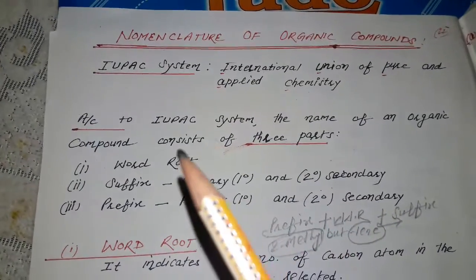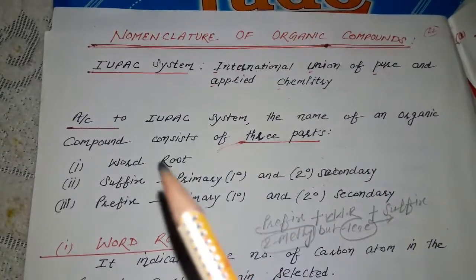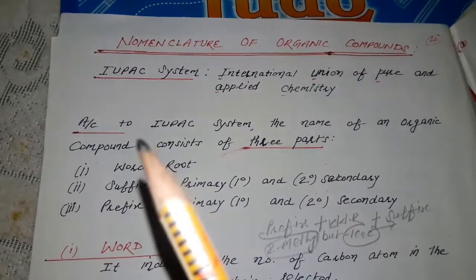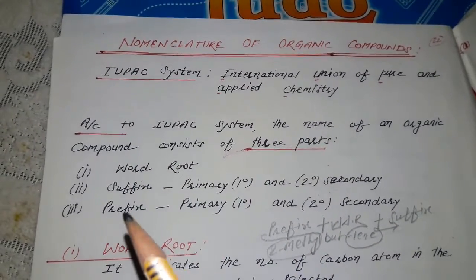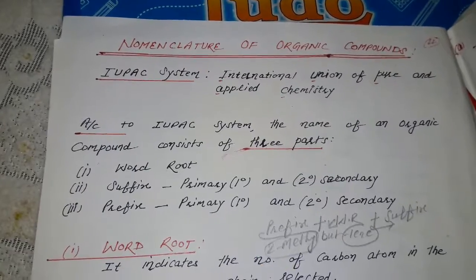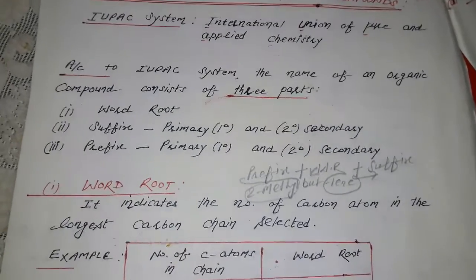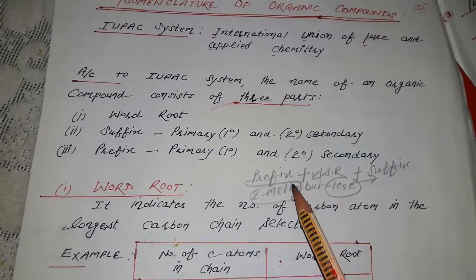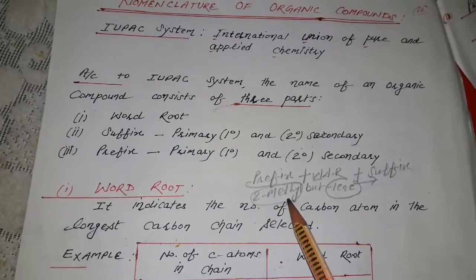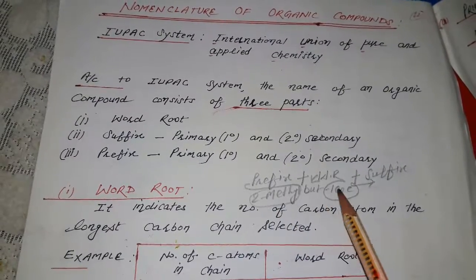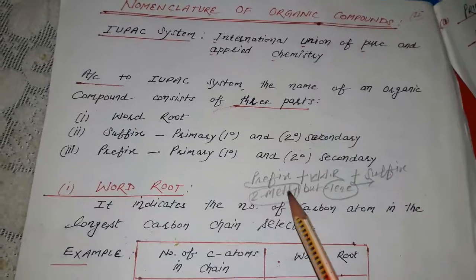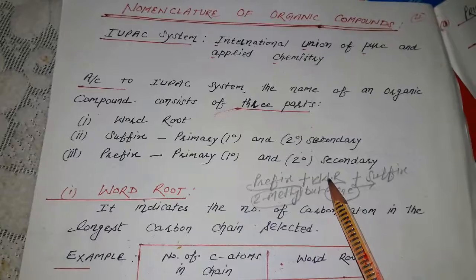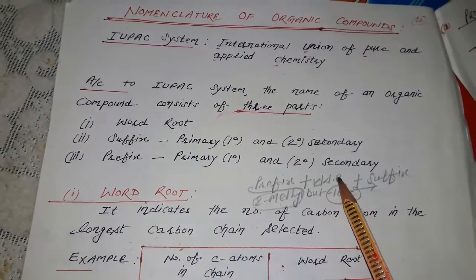According to the IUPAC system, the name of an organic compound consists of three main parts. First is word root, prefix, then suffix. So prefix we add before the word root and suffix after the word root. This is one example we are taking: 2-methyl but-1-ene. So but-1-ene is a suffix and 2-methyl is a prefix, and 'but' represents the number of carbons, 4, in the main chain, that is the word root.